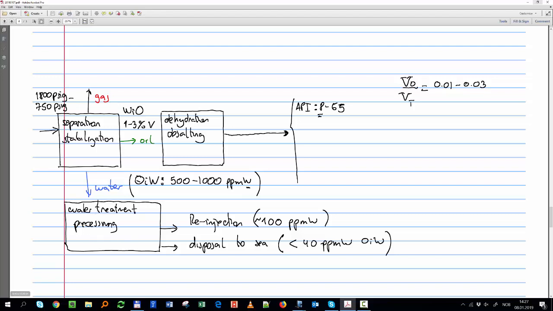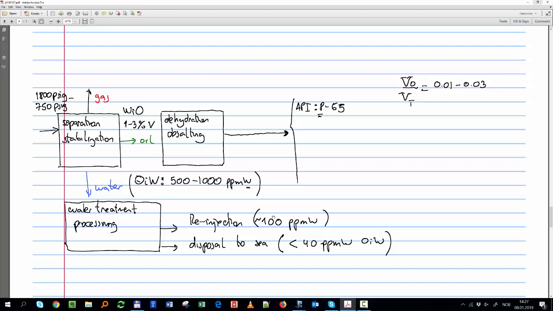And after that treatment, the goal, if I want to dispose to sea, by regulation here in Norway and in many parts of the world, is to be below 40 ppm. So you have to take that from 500 or 1,000, whatever you have, all the way down to 40. Here in Norway, I think the number is around 17, so we are quite good compared to the rest of the world. If, on the other hand, you want to take that water and re-inject it into the formation, you don't need such strict requirements.